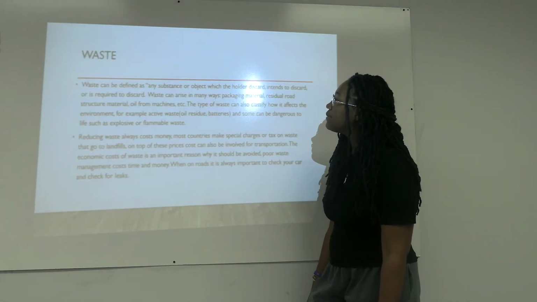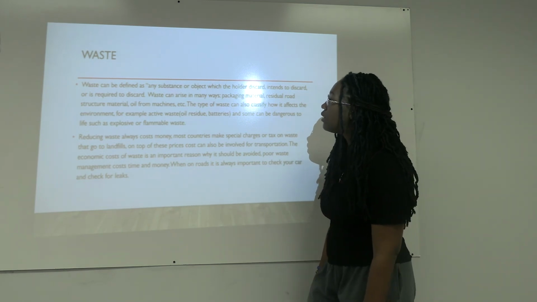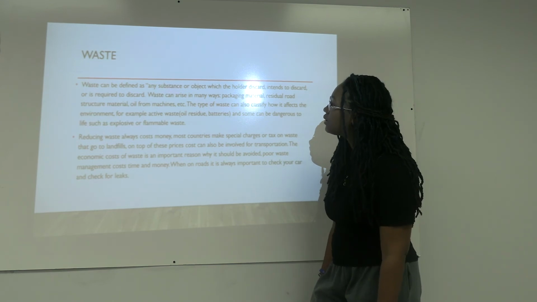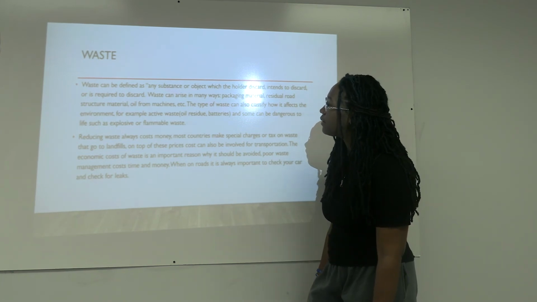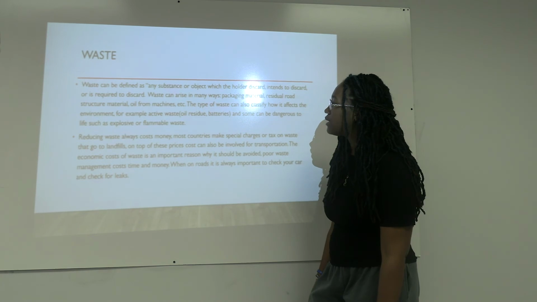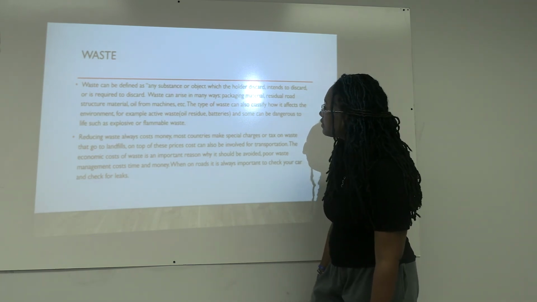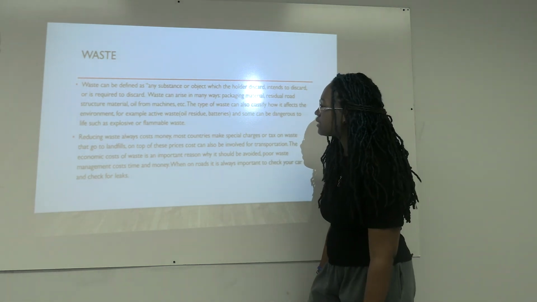Waste. Waste can be defined as substances or objects which the holder discards, intends to discard, or is required to discard. Waste can arise in many ways: packaging materials, residual road structure materials, oil from machines, etc. The type of waste can also classify how it affects the environment. For example, active waste, like oil residues or batteries, can cause danger to life and be explosive or flammable waste.